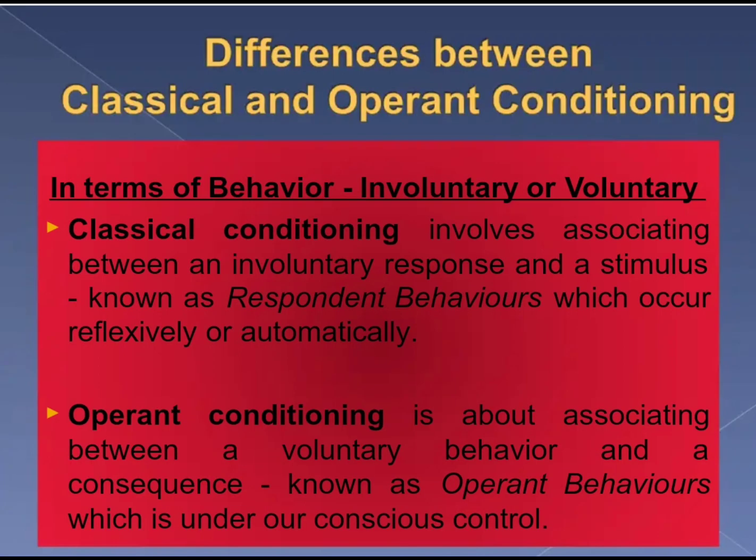Now let's move on to the differences between classical and operant conditioning. In terms of behavior, involuntary or voluntary, classical conditioning involves associating between an involuntary response and a stimulus, known as respondent behaviors, which occur reflexively or automatically. Operant conditioning is about associating between a voluntary behavior and the consequences, known as operant behaviors, which is under our conscious control.